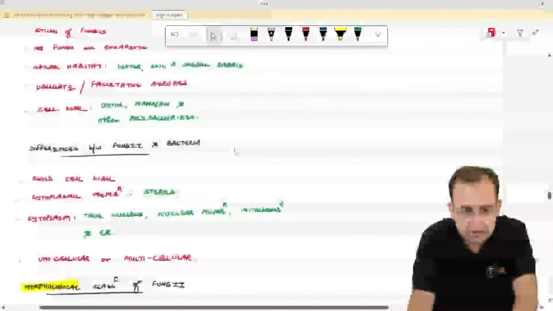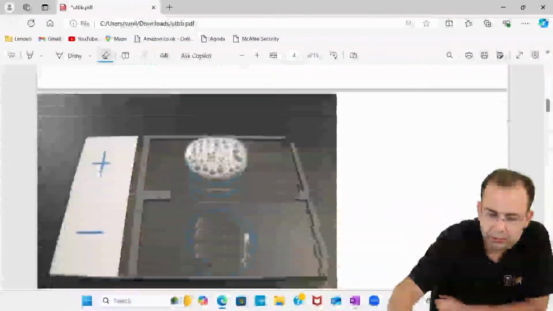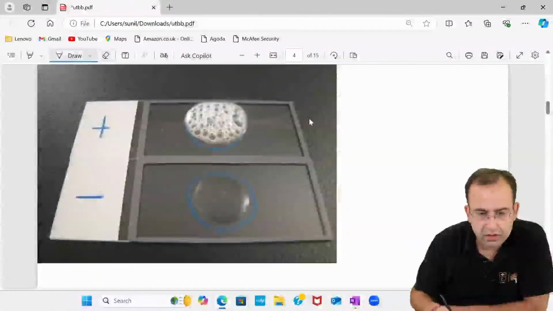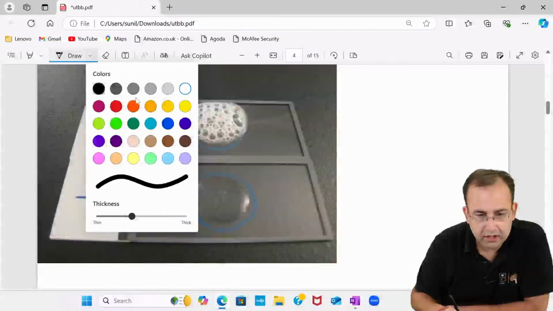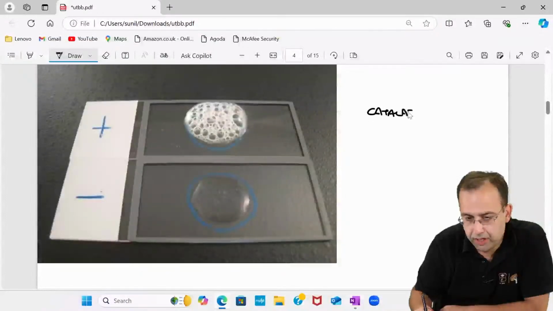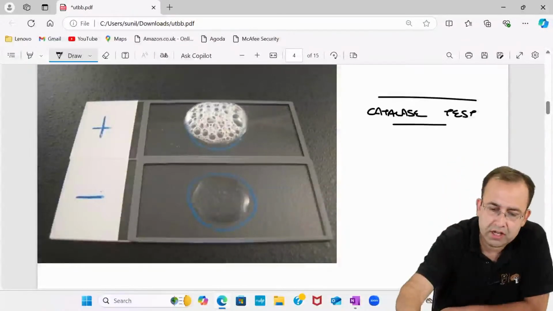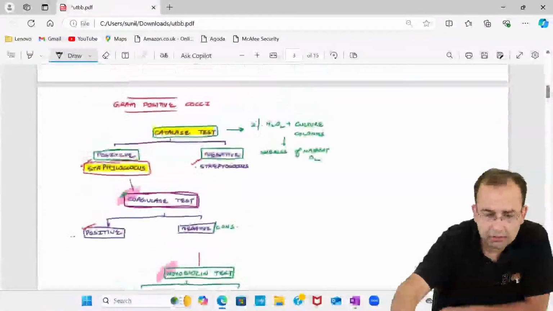Have a look. Let me see if I have the image of catalase test with me. I do not. This is the catalase test. We are adding H2O2 to the culture colonies and looking for bubbles of nascent oxygen. Catalase positive staph, catalase negative strep.